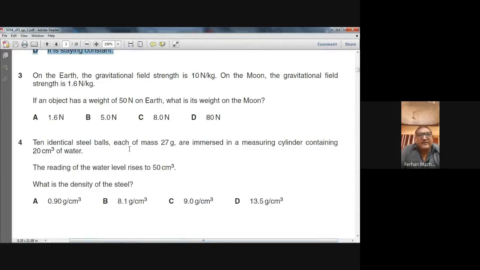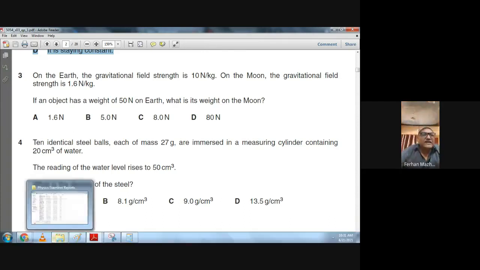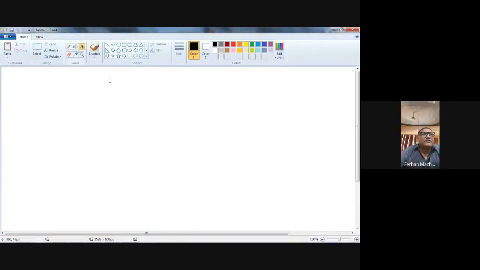On the Earth, the gravitational field strength is 10 Newton per kg. On the Moon, the gravitational field strength is 1.6 Newton per kg. If an object has a weight of 50 Newton on Earth, what is its weight on the Moon? So let me show you this.